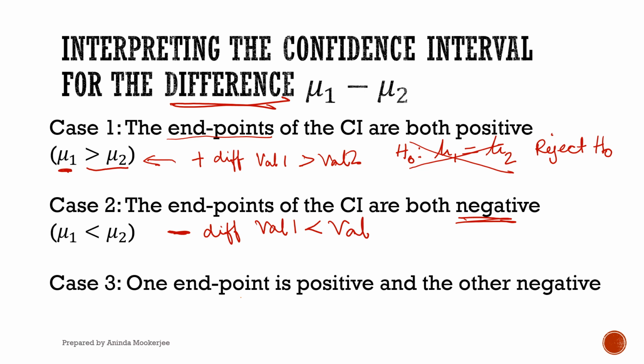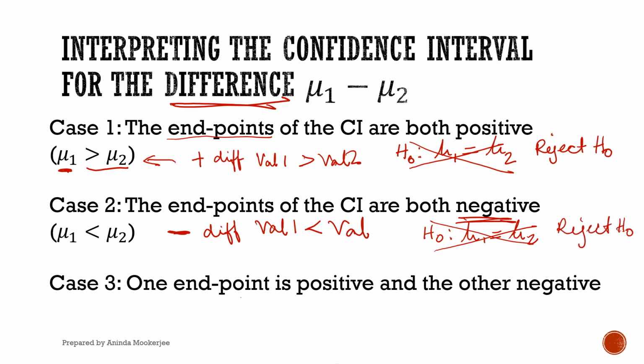So that means one mean is less than the other, and that holds true for rejecting the null hypothesis as well, because the null hypothesis will always say that the two means are equal. But if the confidence interval has shown that both endpoints have the same sign, then that means the means are not equal. We better have rejected the null hypothesis.